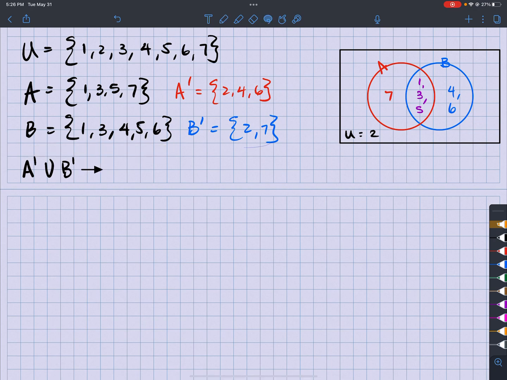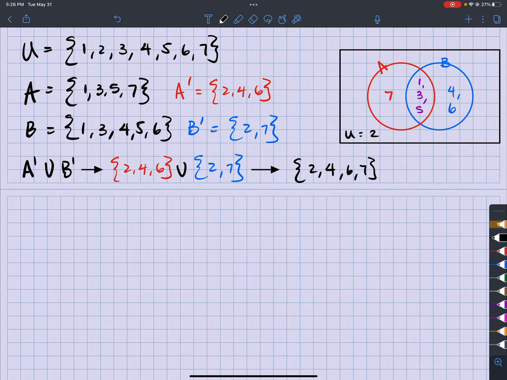You're taking this not A, I should say, and you're going to union with the not B, right? So if I was to union these two together, meaning they are moving into the same house, what are they going to have? They're both going to have 2. One of them has a 4, one of them has a 6, and one of them has a 7. So that is everything that's going to be in that house when they move in together. Okay? So there we go. So that is the case there.